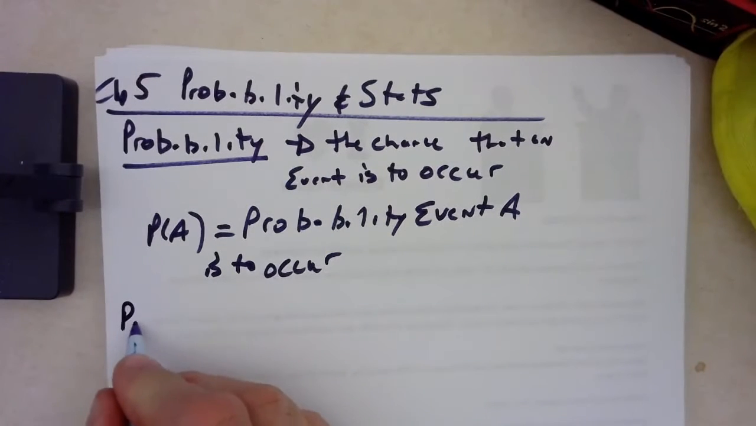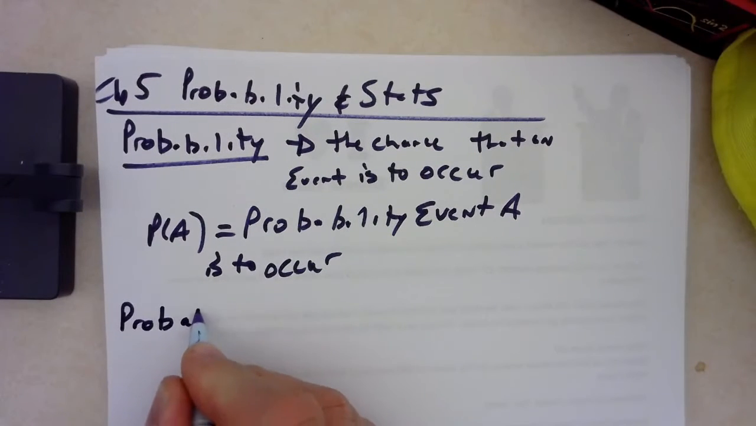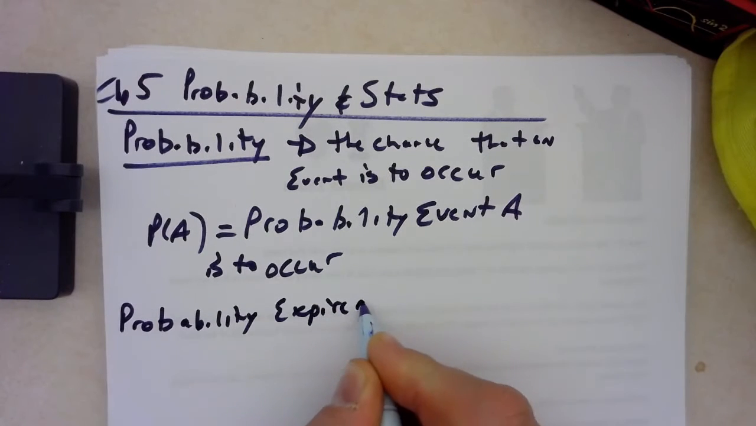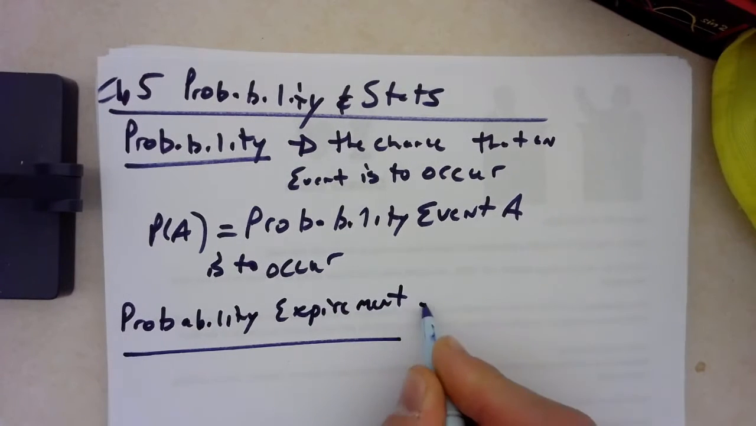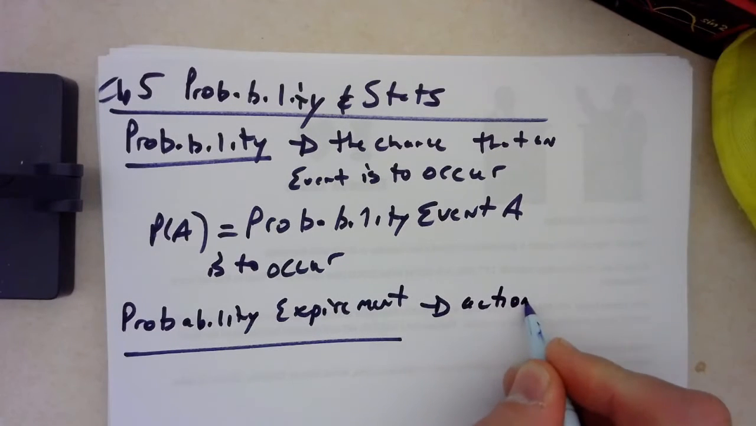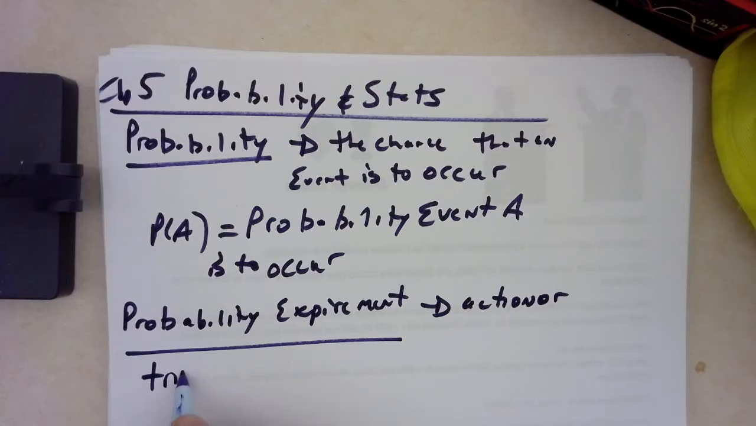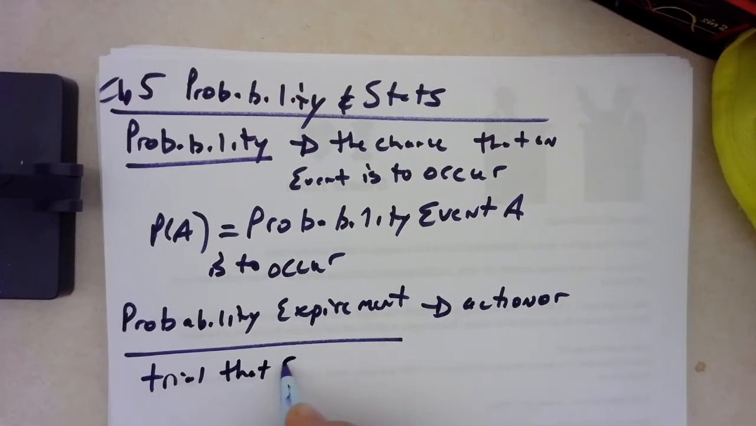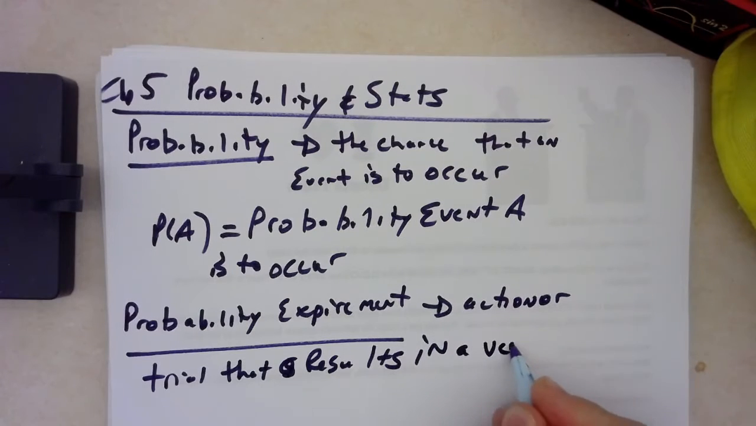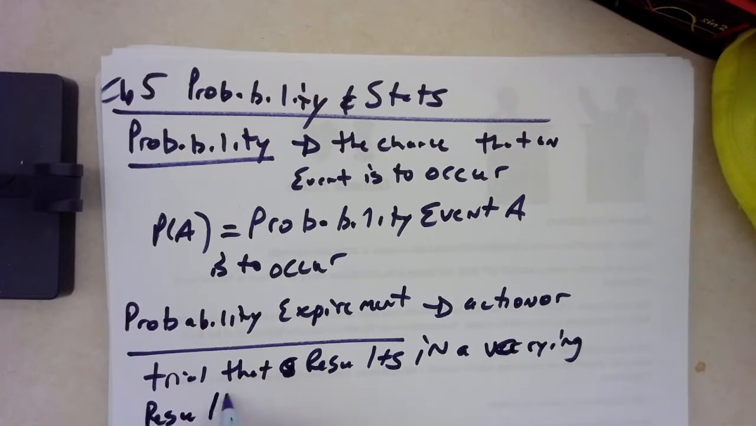What do we do in probability? We run experiments. Probability experiment. What's a probability experiment? It's an action or a trial that results in a varying result.